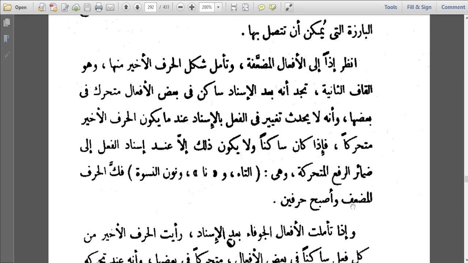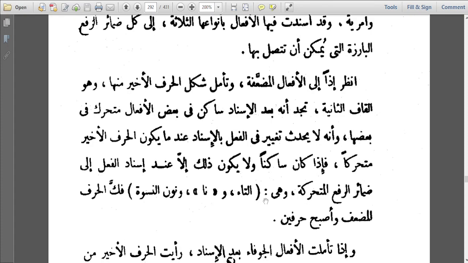فك الحرف المضاعف وأصبح حرفين. The harf al-muda'af is separated. Fakka, when you say fakka shay, it means separating it. The harf al-muda'af is separated into its independent letters. Wa asbaha harfain, and then it becomes two letters. How? Let me go and show you.